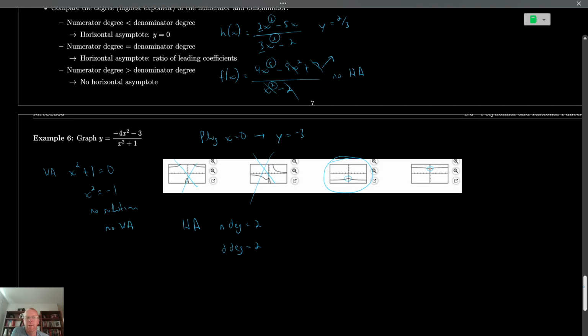So the horizontal asymptote is the ratio of the leading coefficients. The leading coefficients are -4 and 1. So this tells us that the horizontal asymptote is -4 over 1, or just -4. And so we can see here's your horizontal asymptote. I guess we put that under here. This one's obviously not -4. This one must be -4.